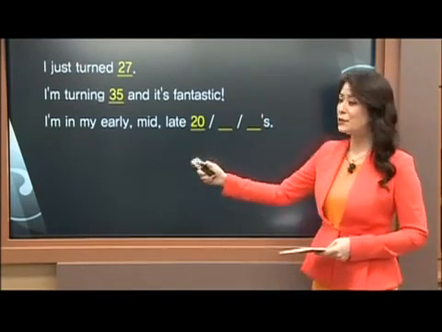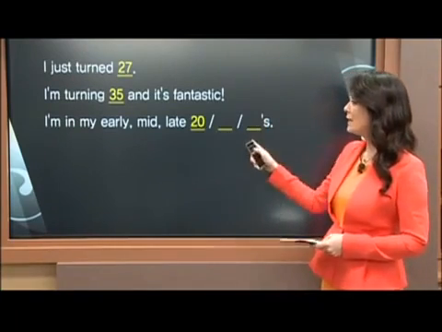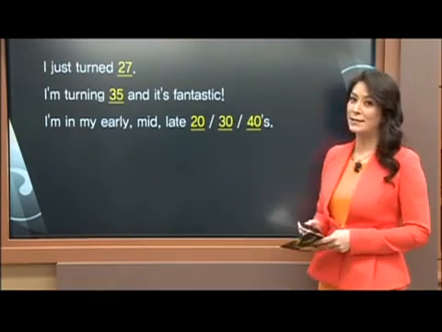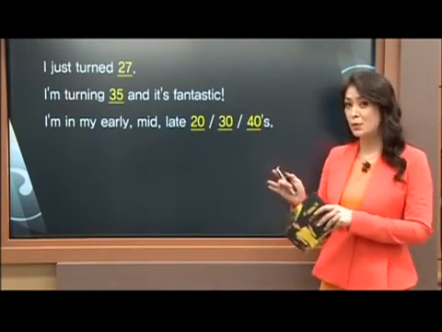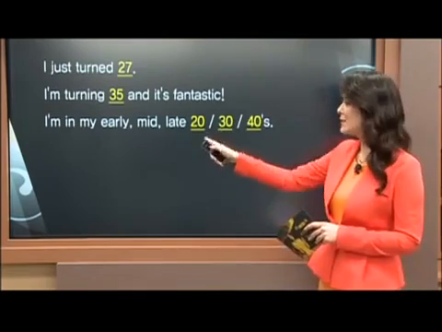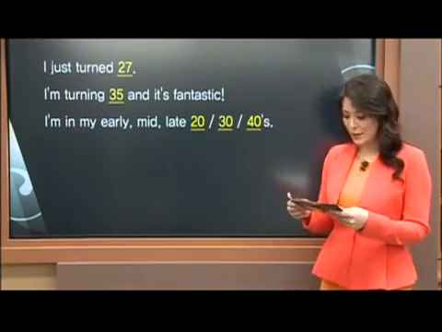Moving on to this one. Very simple as well, but just as a review, you can say, I'm in my early 20s, mid-20s, late 20s, or perhaps 30s and 40s. Okay? Now, early is in the beginning. 자, 20대 초반이 되겠죠? Mid, 20대 중반, 그리고 late 30s 라고 하면은 자, 30대 후반대가 되겠죠. So keep these expressions in mind as well.